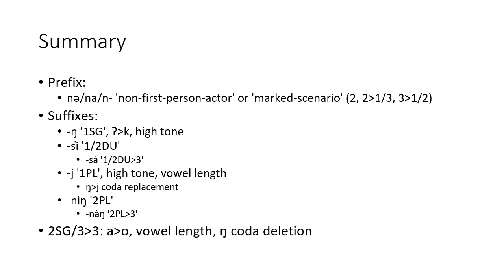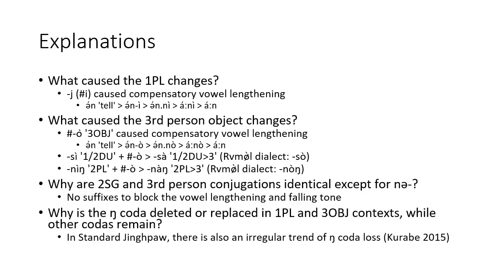So in summary, we have the non-first person actor prefix, we have the suffixes nga for first person singular, si for first or second person dual, ya for first person plural, and ning for second person plural, and then we have the ablaut, vowel length and coda deletion for third person object. So, what caused the first person plural changes?